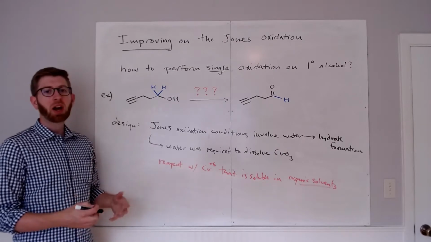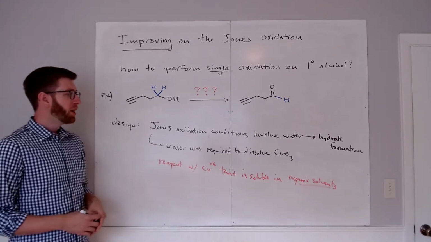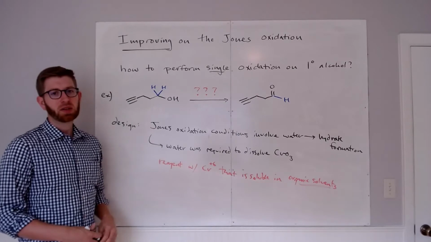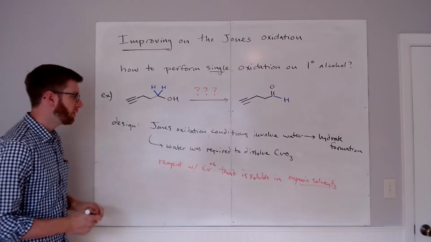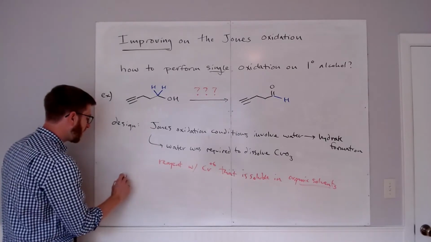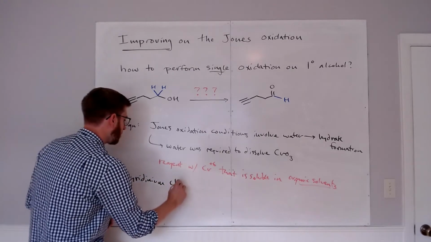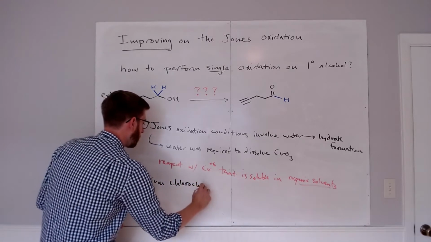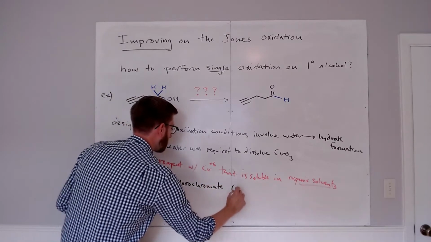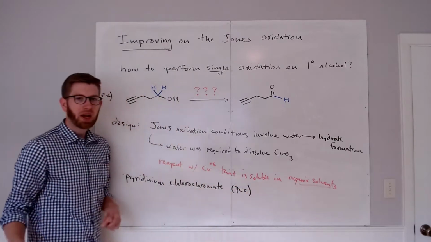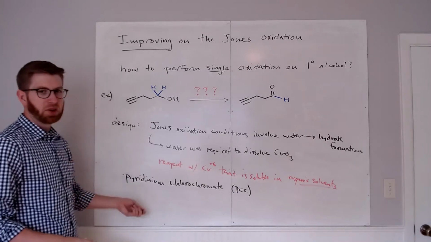But I can play around with the other things attached to the chromium so that it lends itself to being dissolved in a slightly less polar solvent. What we actually end up coming up with is called pyridinium chlorochromate, or PCC, not Pasadena Community College, this reagent.